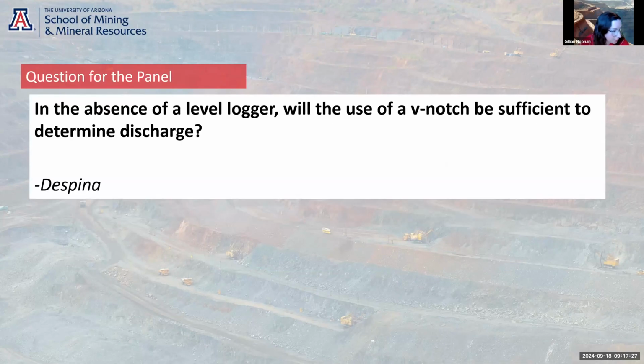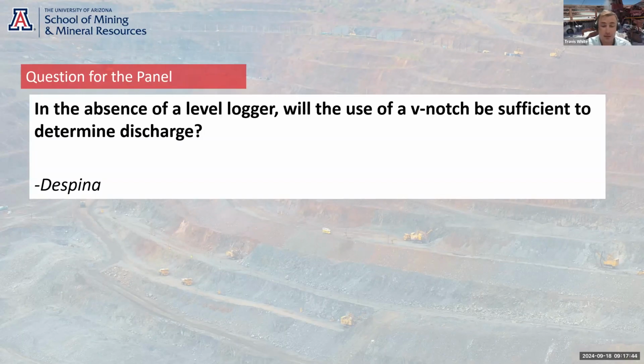I'm going to pull up another live question here, also marked by Travis. So I'll ask Travis to address this one first. In the absence of a level logger, will the use of a V-notch be sufficient to determine discharge from Despina?